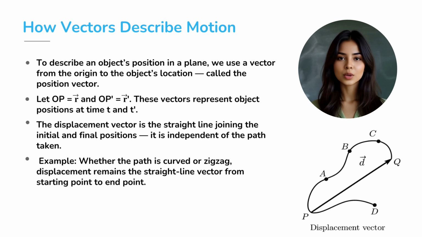Now here's the interesting part. It doesn't matter whether you walked in a straight line or zigzagged through flowers. The displacement vector is simply the shortest path from your starting point to the final point. As you'll see in the diagram, 3 different curved paths from point P to Q all have the same displacement vector, a straight line from P to Q. So remember, displacement depends only on the initial and final positions, not the path in between.